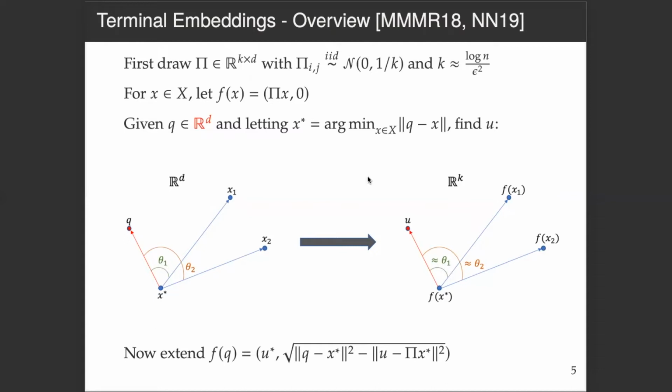One more important thing to note is that these angles are going to be measured with respect to the nearest neighbor, X star. So the angle between Q and x1 is going to be approximately equal to the angle between U and f(x1), measured relative to the nearest neighbor and the embedding of the nearest neighbor. And a simple extension of any U star which satisfies these constraints can then be shown to be a valid terminal embedding for Q.